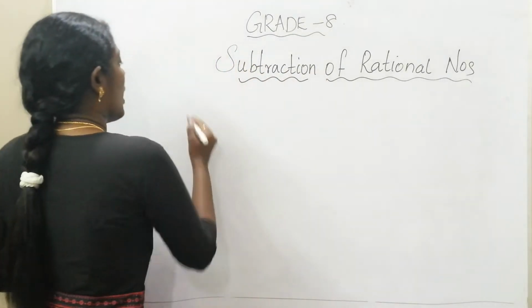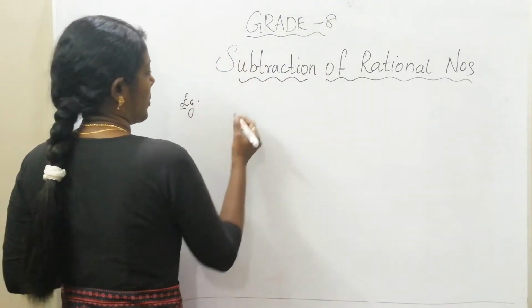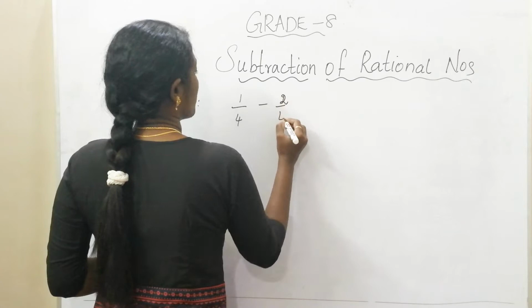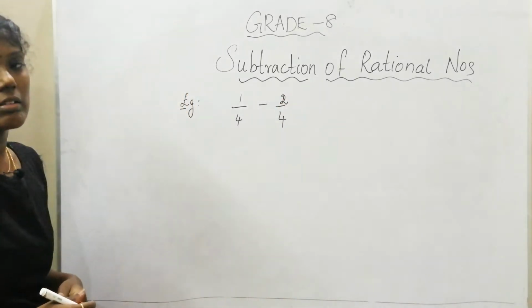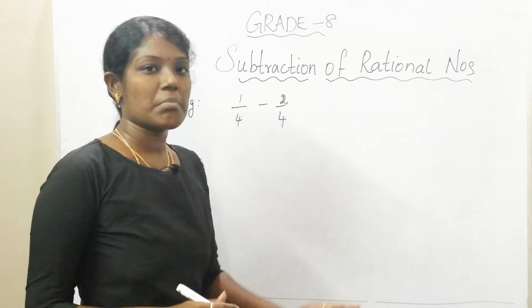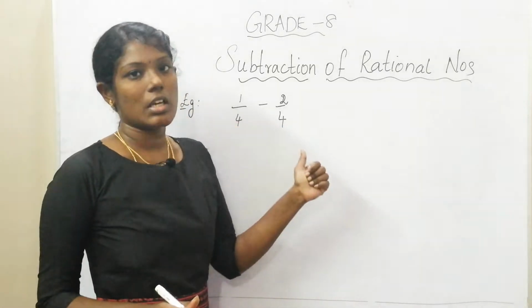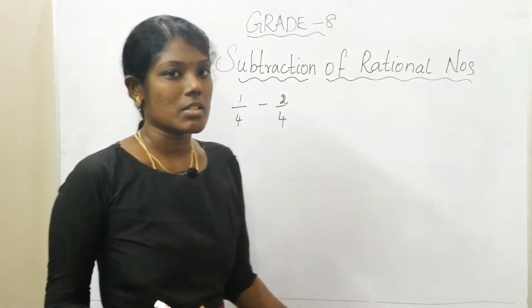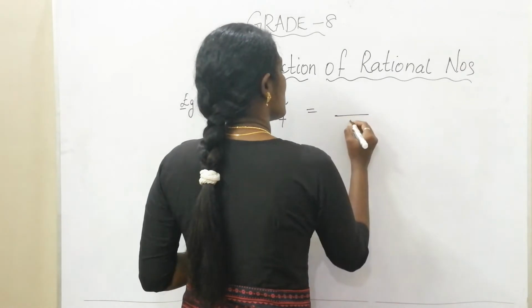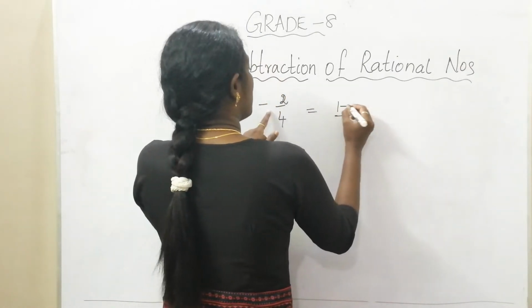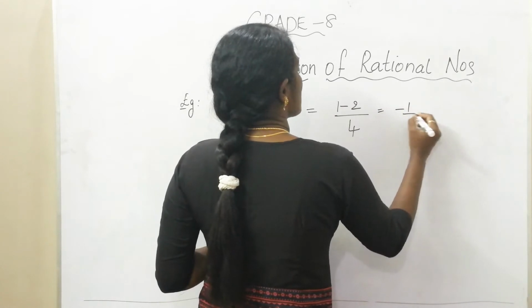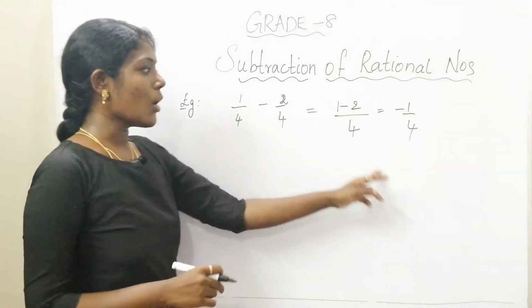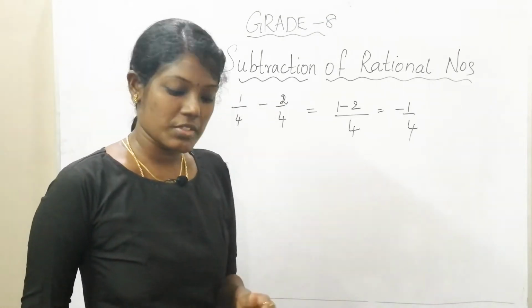Suppose I have rational numbers with the same denominator, like 1 by 4 minus 2 by 4. How am I going to subtract this? As in addition, it is the same thing here. If we have the same denominator, we only bother about the numerators on top, not the denominators. So I write the denominator as it is, and 1 minus 2 is minus 1 by 4. This is how we subtract two rational numbers with the same denominator.